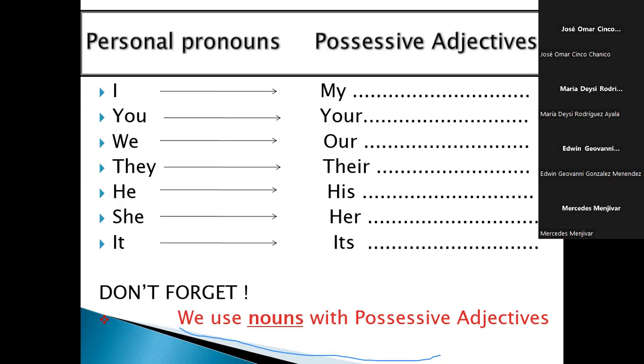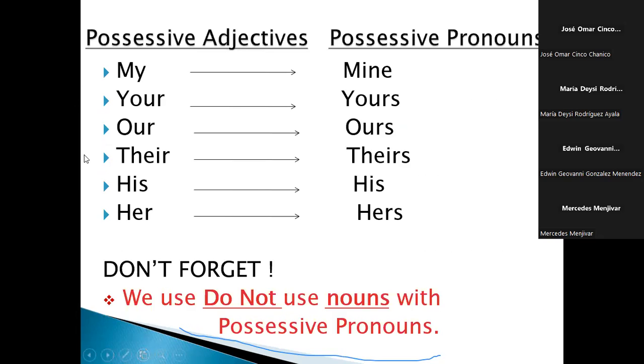When we talk about possessive pronouns, guys, here comes the key. Listen up. Watch carefully. Don't forget: we do not use nouns with pronouns. They stand alone, okay? How? That is the question. Before, let's pronounce them, okay? My, mine. Your, yours. Say it with me. My, mine. Your, yours. Our, ours. Their, theirs. His. Her, hers. His.